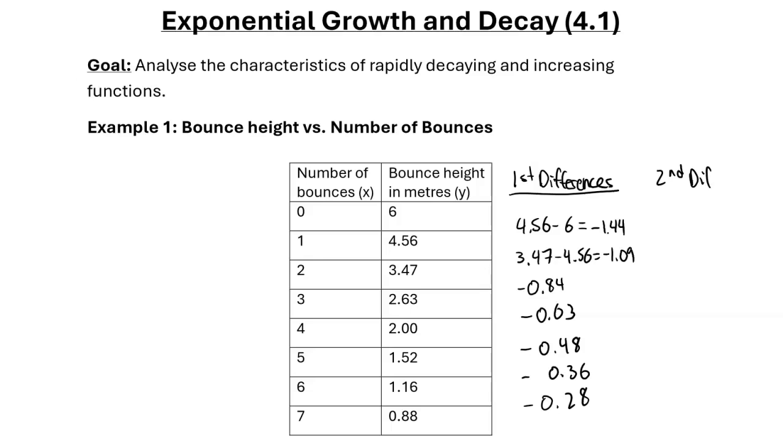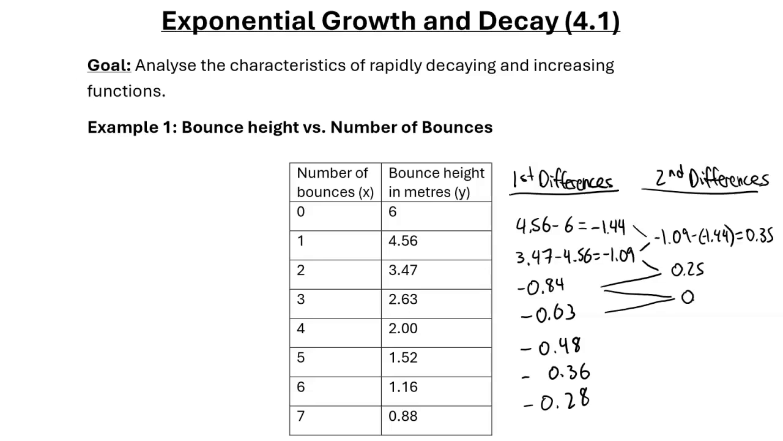And so now we take the second differences. So we take the later value minus the earlier first differences. So negative 1.09, and we're going to subtract from that negative 1.44. And what that's going to give us is a value of 0.35. We're going to do the same thing with the negative 1.09 and the negative 0.84, and we get 0.25. Negative 0.63 minus negative 0.84, we get 0.21. Do the same thing over and over, we get 0.15 for the next one. We get 0.12 for the next one and 0.08 for the last one.